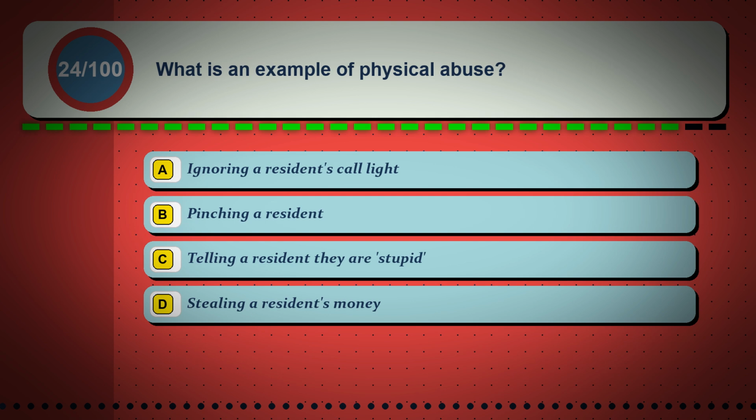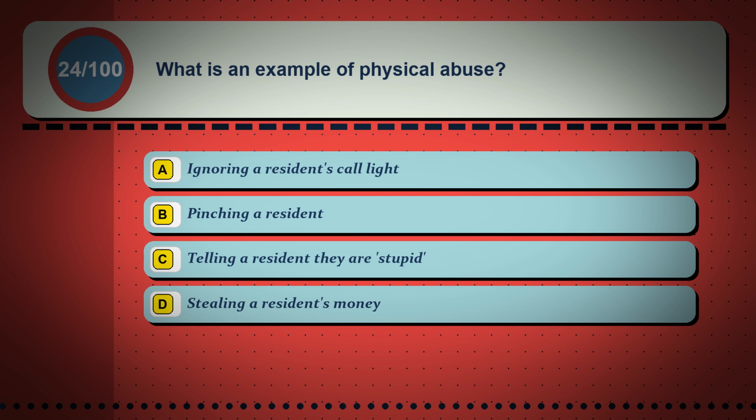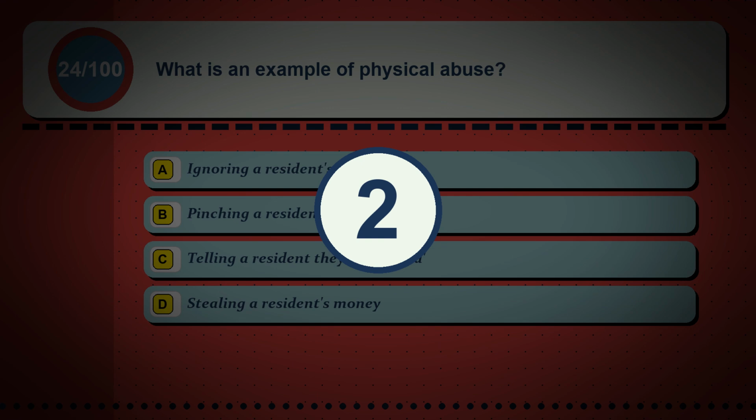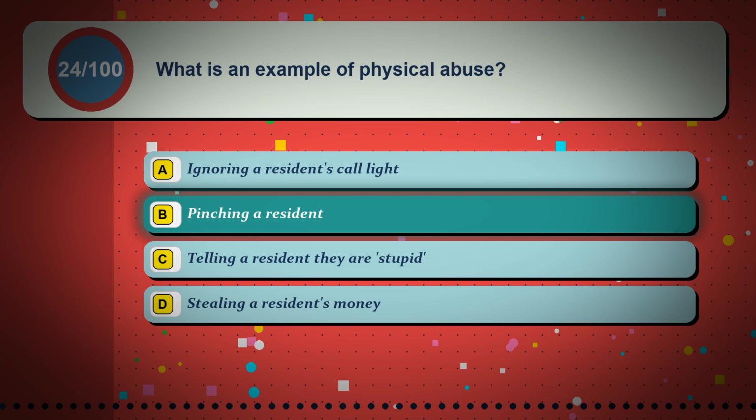Question 24. What is an example of physical abuse? Option A, ignoring a resident's call light. Option B, pinching a resident. Option C, telling a resident they are stupid. Option D, stealing a resident's money. The correct answer is option B, pinching a resident.